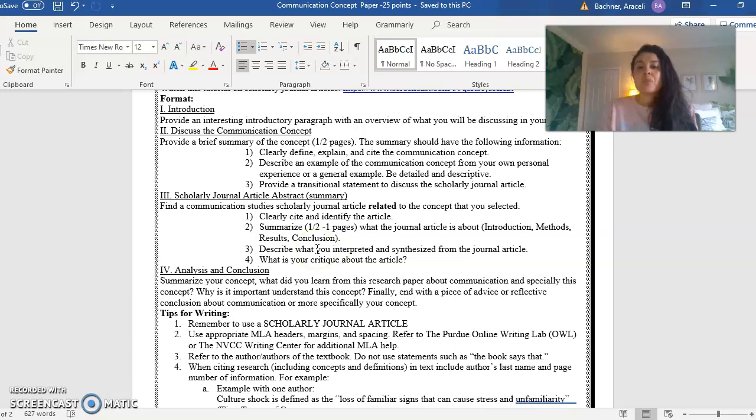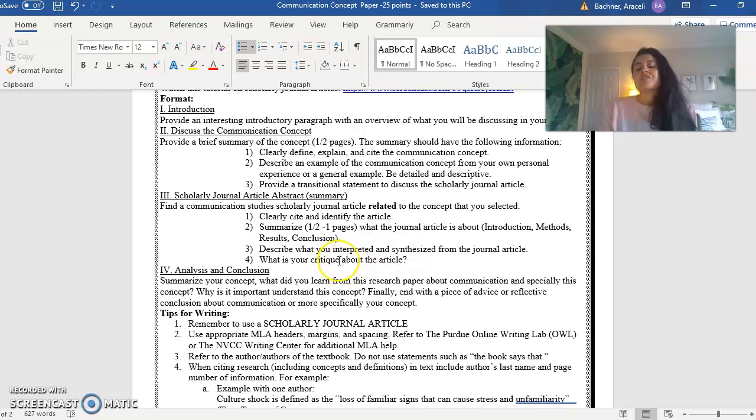Number 3, describe what you interpreted and synthesized from the article. So kind of your 2 cents about the article. Should the researchers have investigated a different group? Were there flaws? Did you find it really interesting? Did you already have assumptions that that would be the results? Just a little bit like your 2 cents, but we'll dig into that deeper.